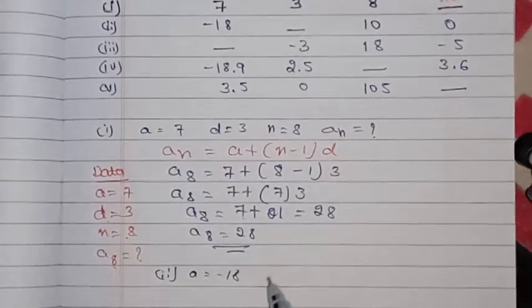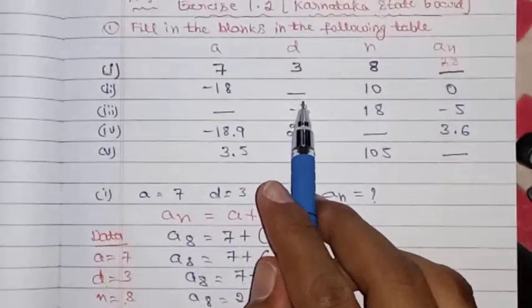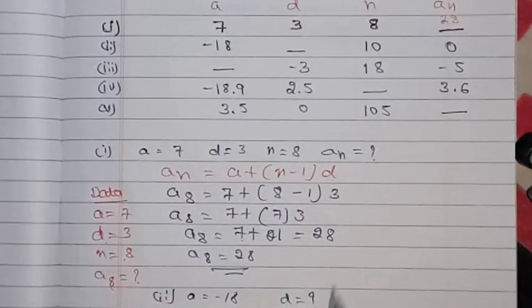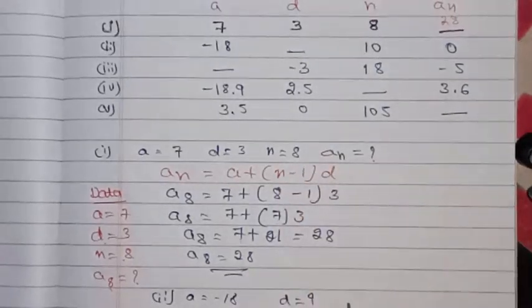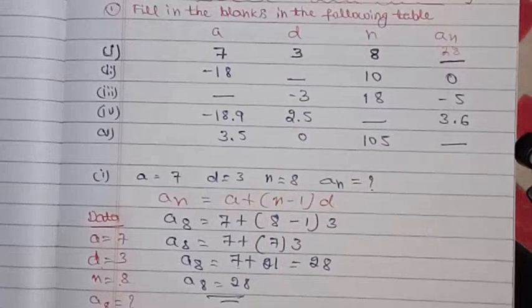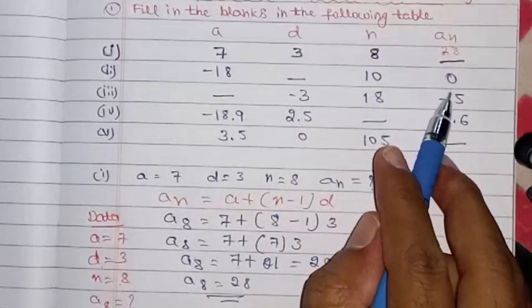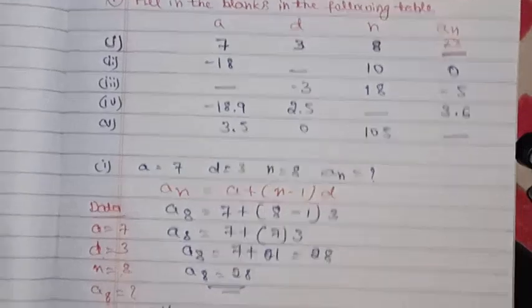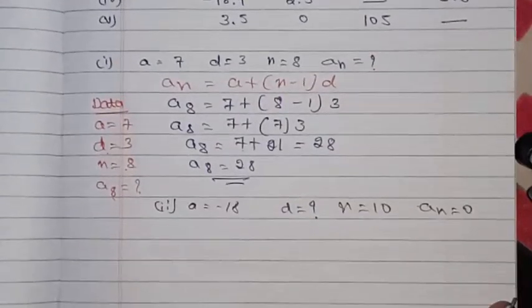Now next, what they have given, you need to find the d, right? So therefore d is equal to question mark. And the third one is n, they have given n is how much here, 10, so therefore n is equal to 10. And the last one is an, they have given an is how much, 0, right? So this is the second question that we need to solve.